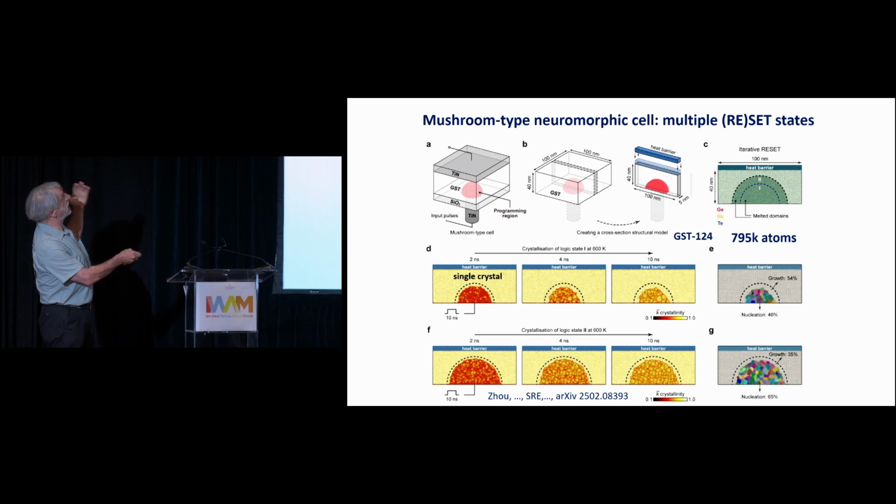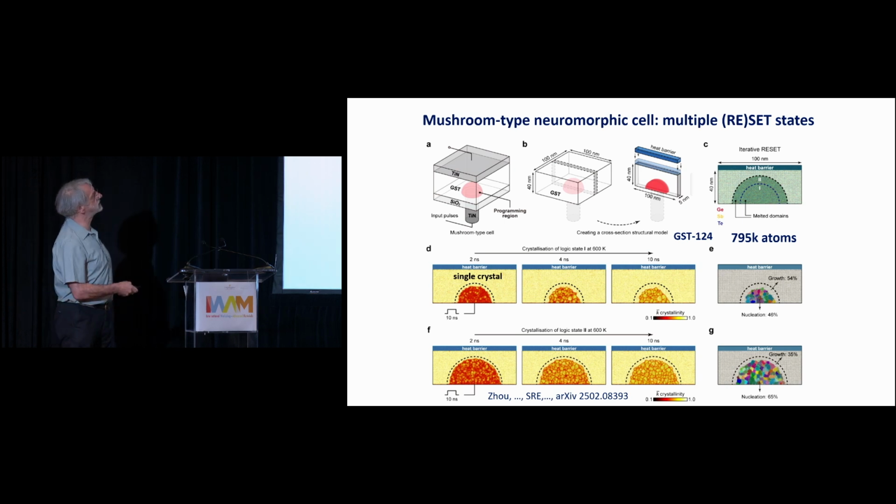So you have a continuous range of conductivities, depending on how much you program this region here. This is typically what they look like, 100 by 100 by 40 nanometers in a real device. We can't do that at the moment. So we took a slice. The area is right, 100 by 100, but then we took a 5 nanometer slice through the middle. That's already nearly 1 million atoms, actually, 800,000 atoms. And this is what it looks like.